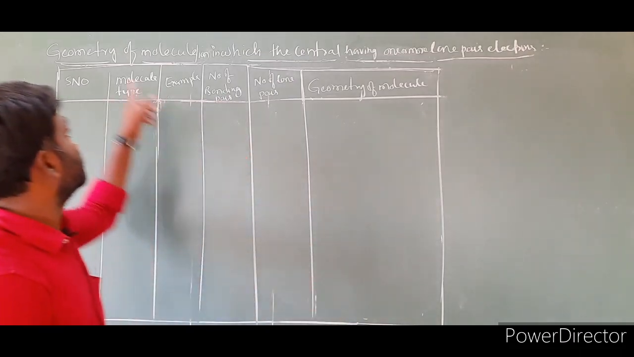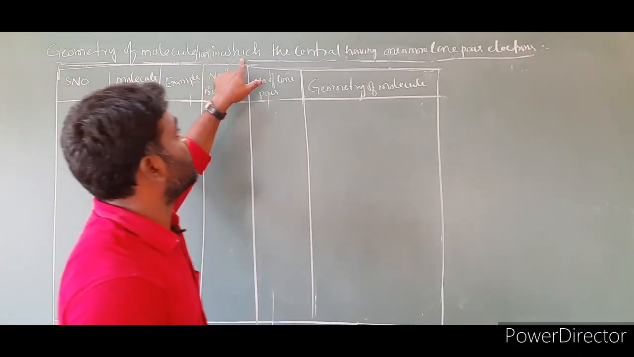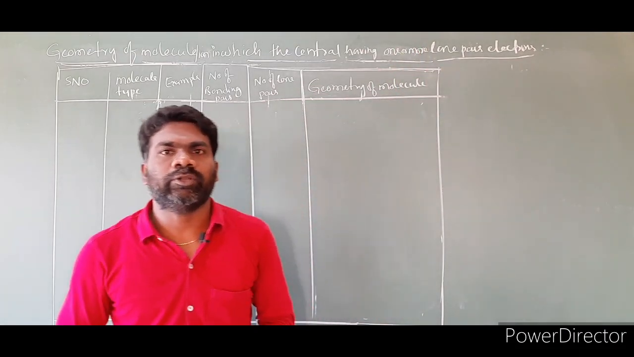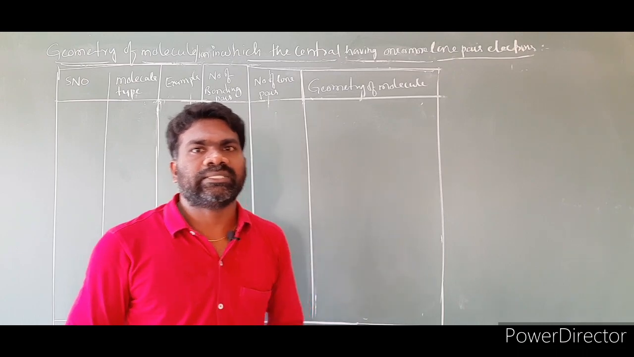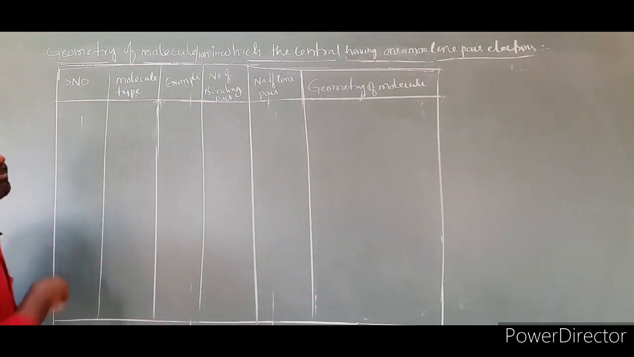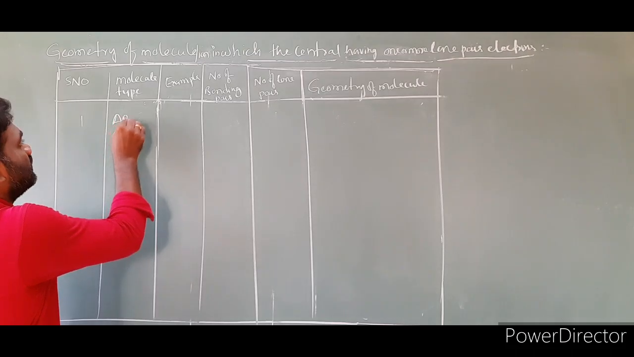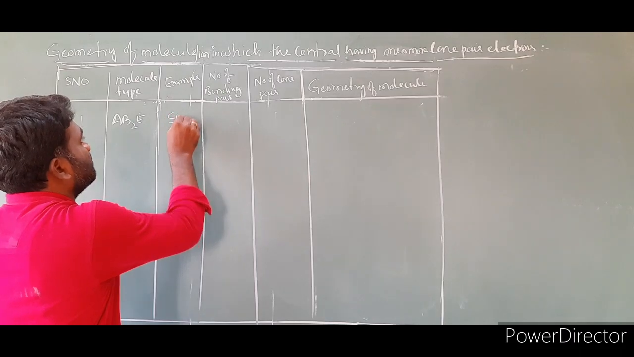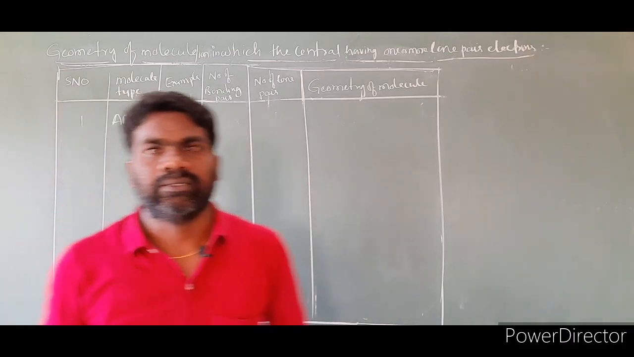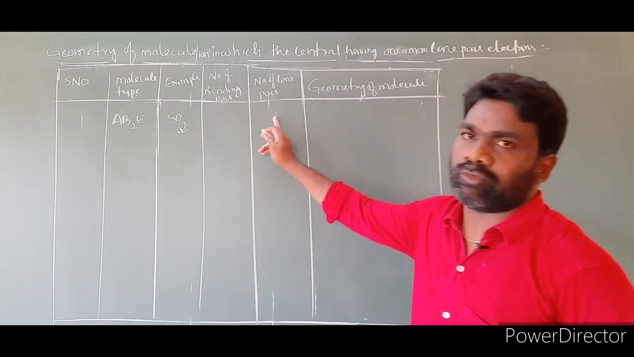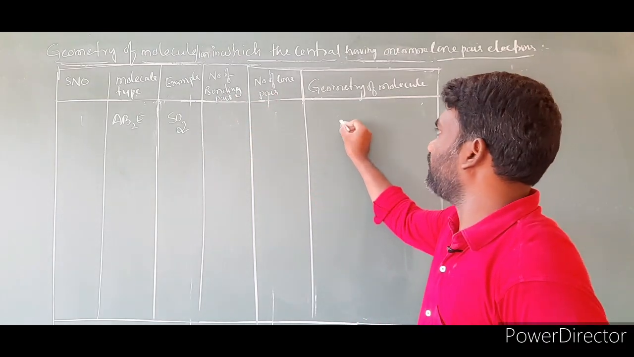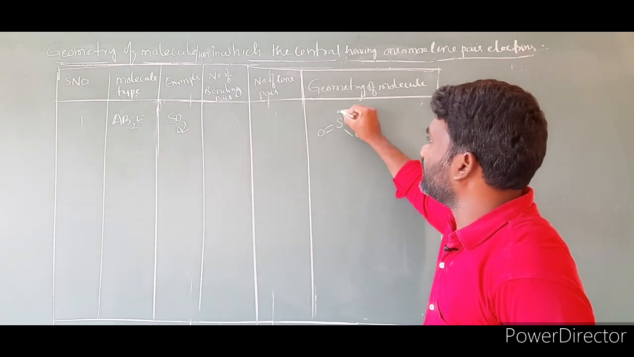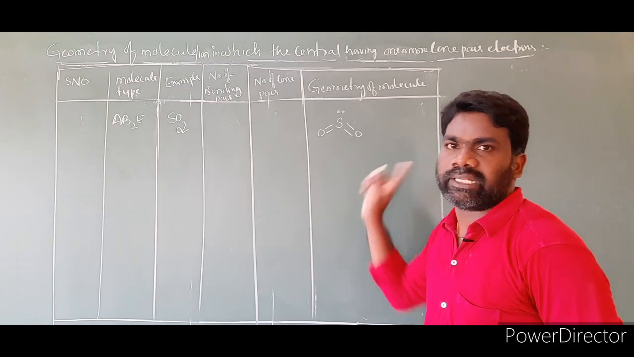The next one is the geometry of molecules in which the central atom has one or more lone pairs of electrons. Let us discuss some examples. Serial number 1: the molecule type is AB2E. The example for this case is sulfur dioxide. To find the number of bonding pairs and lone pairs, first we have to write the structure of the molecule. S double bond O, double bond O. This is the molecule, and on the sulfur there is one lone pair.